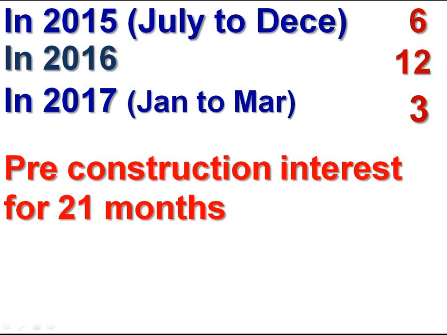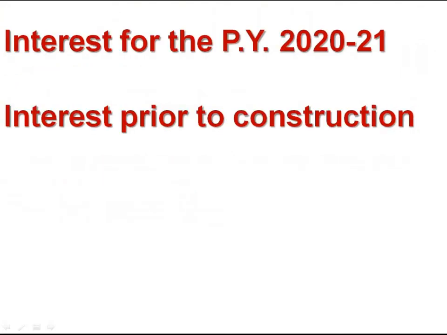That is, the interest for the 21 months from 1/7/2015 to 31/3/2017 is the interest prior to construction. And we know the interest on loan is divided into 2 parts. Interest for the previous year and interest prior to construction.